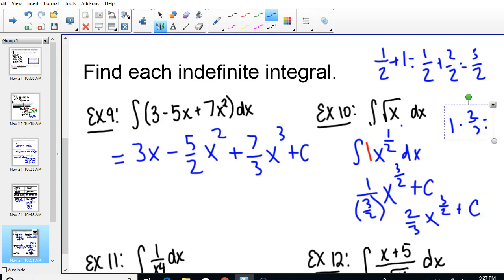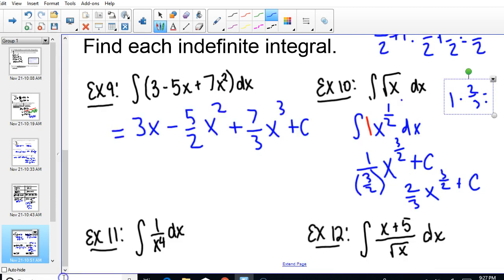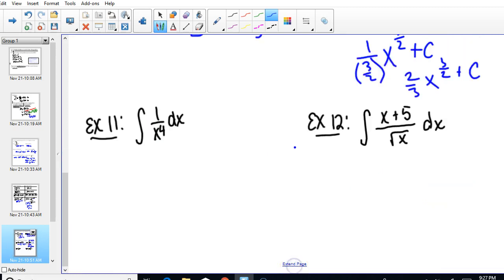So if you have something that has sort of weird exponents, something with a root, change it to your fractional exponents first, and then just use your power rule. These last couple we're going to have to do that same thing with.